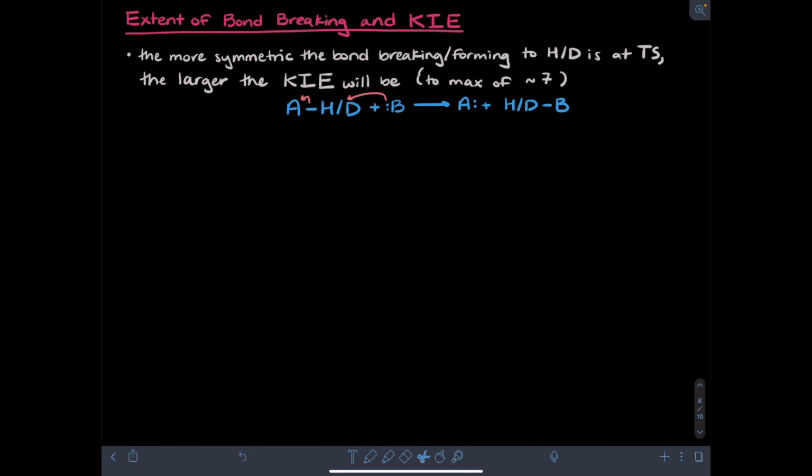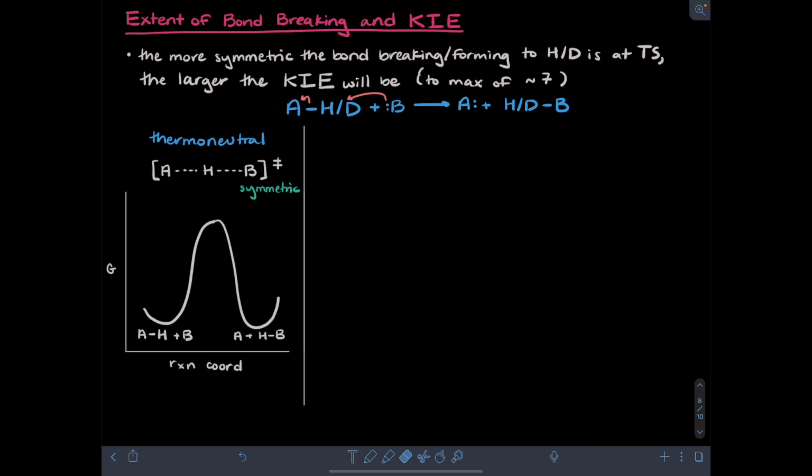Let's consider an acid-base reaction where we have a base deprotonating either a bond between an acid and hydrogen or the acid and deuterium. Let's consider a fairly thermoneutral reaction where the starting materials and products are pretty equal in energy. At your transition state, you'll have pretty similar amounts of bond breakage and bond forming. I would call this a symmetric transition state.